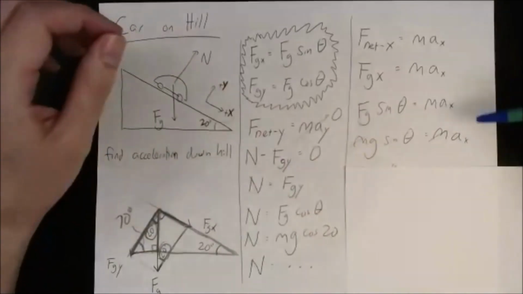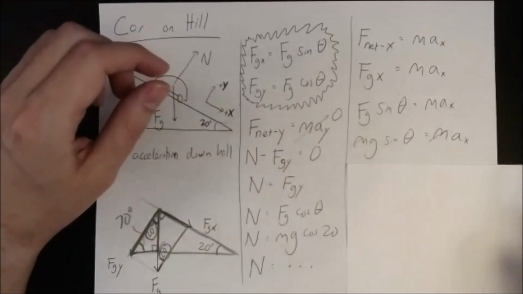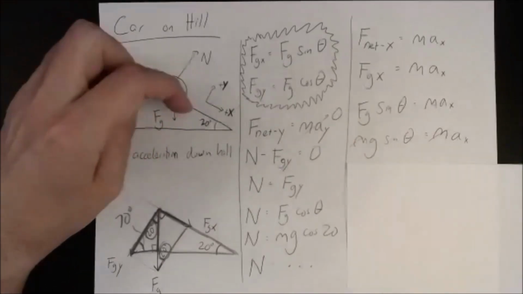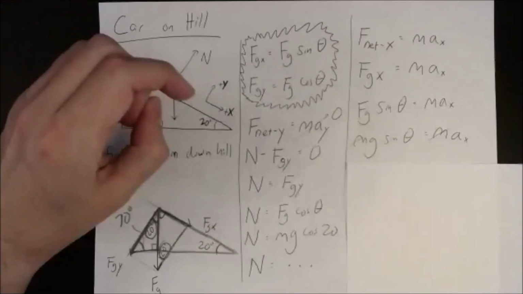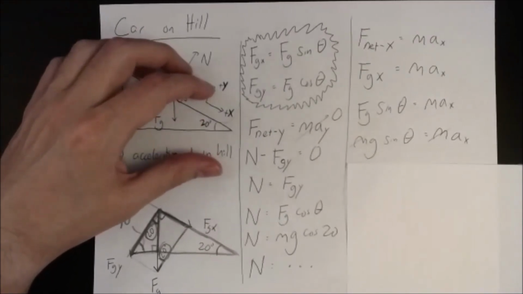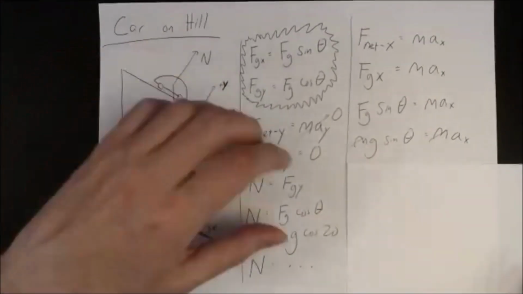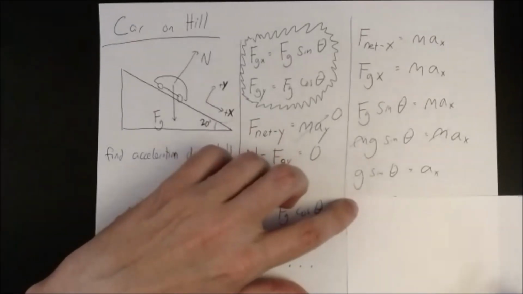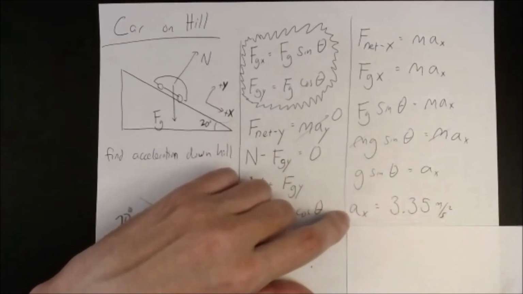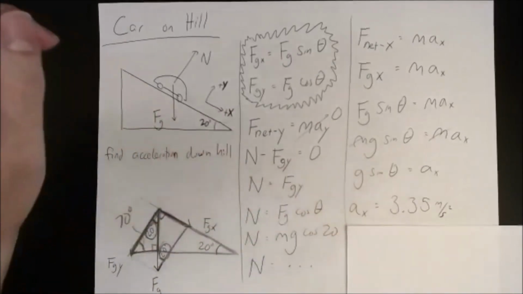You can see that means that the acceleration should not depend on the mass of the car, which is also what you'd expect. If you drop a heavy ball and a light ball off of the Leaning Tower of Pisa, famously, they should hit the ground at the same time because they accelerate at the same rate, 9.8 meters per second squared. This isn't going to be quite 9.8 meters per second squared because it's on an incline like that. And so you solve a little bit more. AX is equal to G sine theta. And plugging in 20 degrees, we find the acceleration in the x direction is 3.35 meters per second squared.